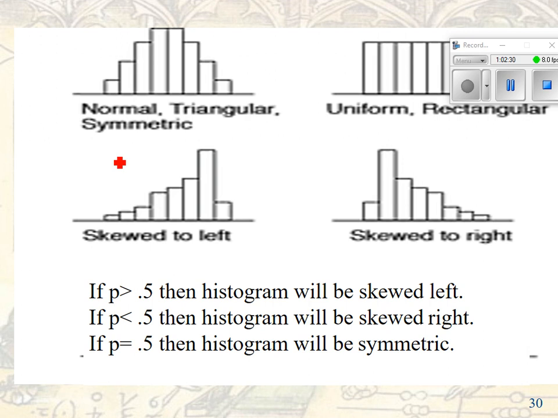So if you had to draw the histogram, or if you're looking at a histogram, you can tell. If I give you a histogram that looks like this, you can tell me that the probability has to be greater than 0.5. If it looks like this, where it's symmetric, then the probability is equal to 0.5.